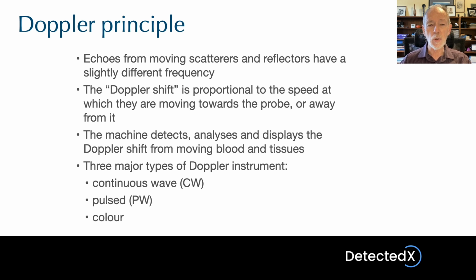That's very simple, of course, if the motion is actually directed straight towards the probe or away from the probe, but it becomes more complex when the motion is in any other direction. So as I said, the machine can detect this Doppler shift, analyze it and display it. There are three different kinds of Doppler instrumentation which I'll be describing. The first and simplest of those is continuous wave Doppler. The next is pulse Doppler, and then we have color Doppler.